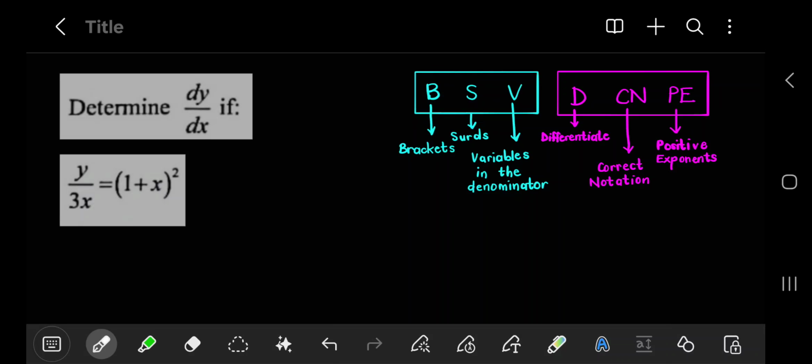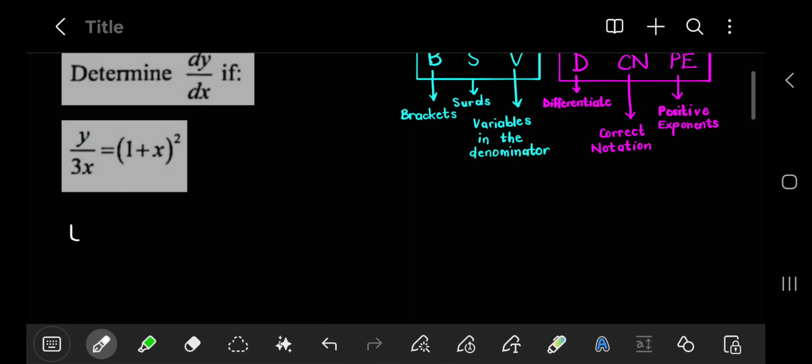So this tells you that since you are working with dy over dx, you need to have y as the subject of the formula. So here's what we're going to do. We're first going to make sure that we have y as the subject. So I'm going to take that 3x and multiply across. I've got 3x times (1 plus x) all squared. Now, only now, I'm going to proceed with my 3 preparation steps.